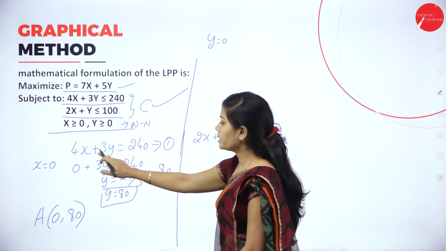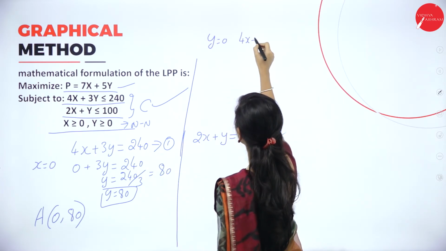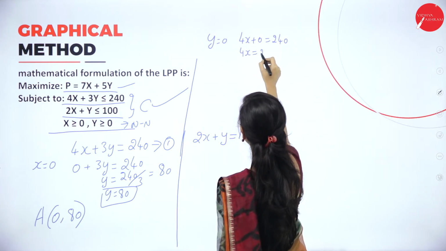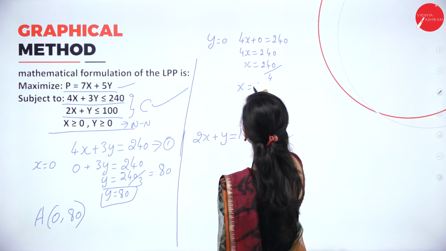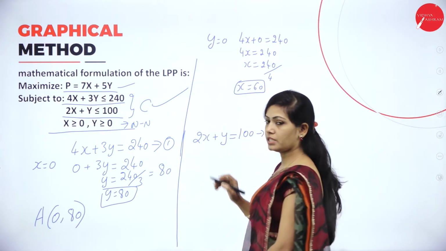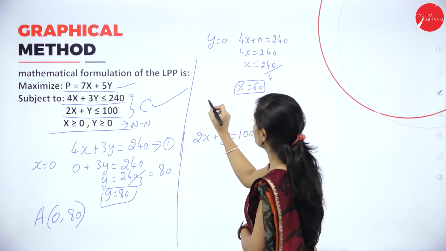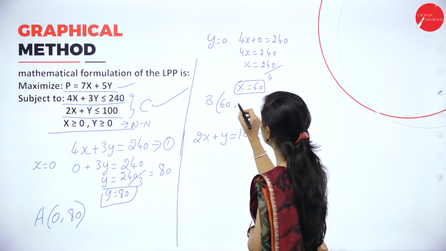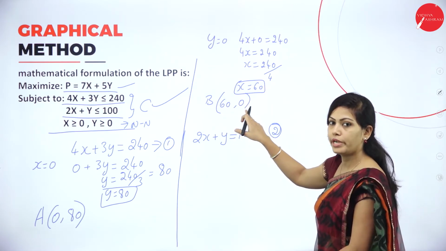Y is equal to 0 means 3 into 0 is 0 only. So 4x plus 0 is equal to 240. So 4x is equal to 240. X is equal to 240 by 4, which is 60. X is equal to 60. From where did you get this point? From y is equal to 0. So the second point has x value 60 and y value 0.